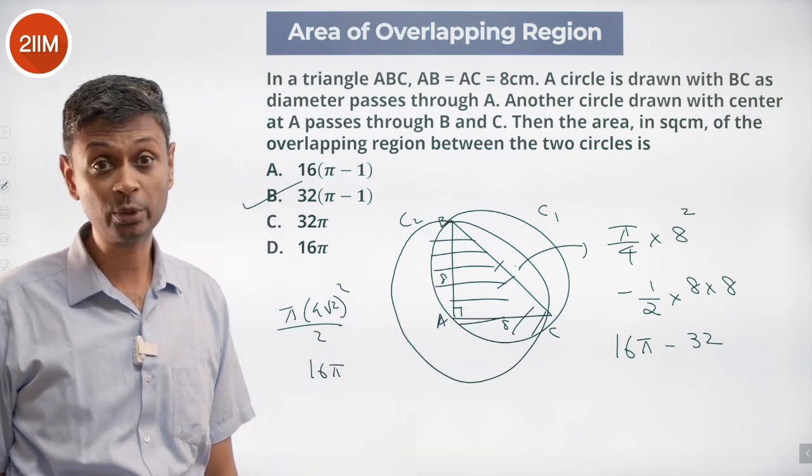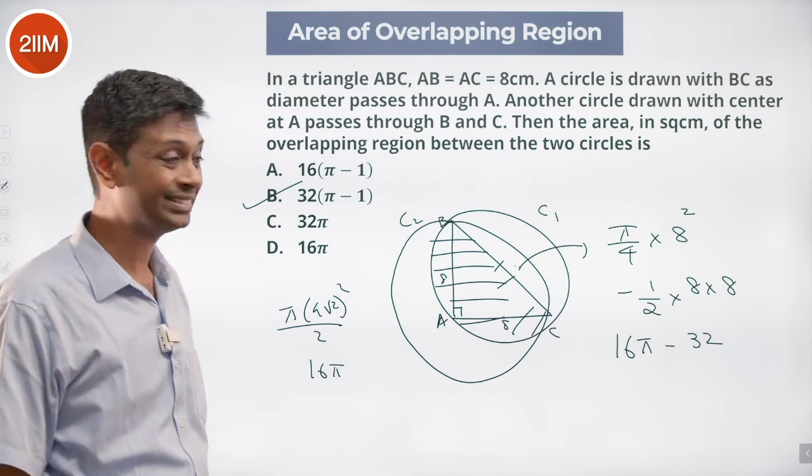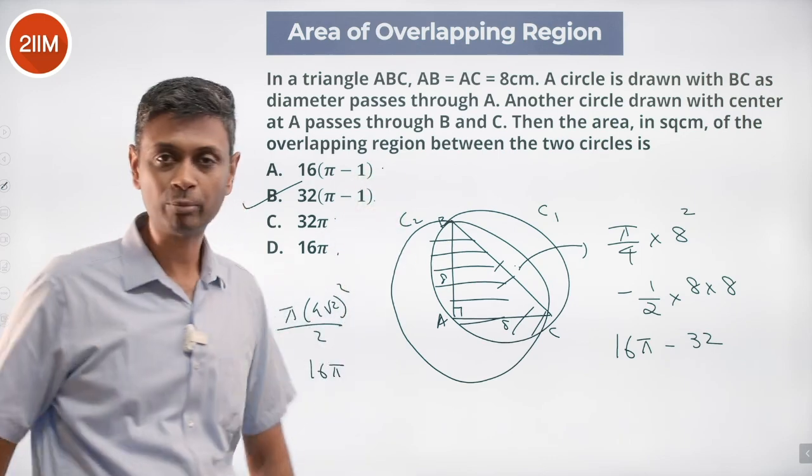Nice, juicy, simple question. You couldn't even guess this. The answer is more than 16 pi. The answer has got to have this triangle term. Not this, not this, not this. We'll get this at that point of time.